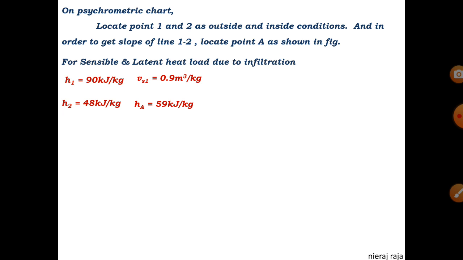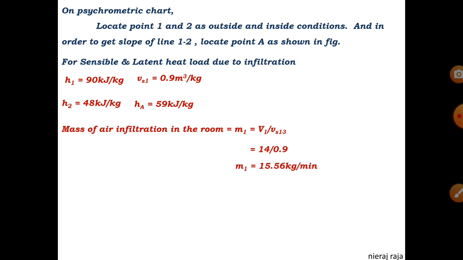Now as you have got all the enthalpies, first calculate the mass of air infiltration in the room. The volume is given, that is 14 meter cube. And the specific volume you have just calculated, that is 0.9, so the mass is 15.56 kg per minute. So this is about the mass of air infiltrated in the room.